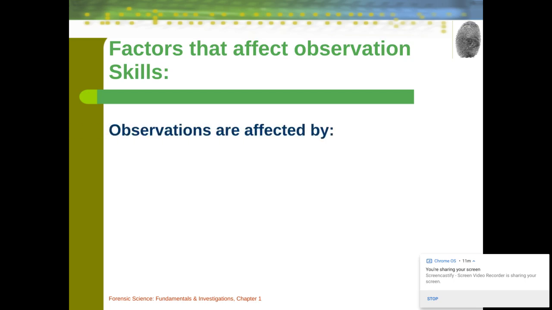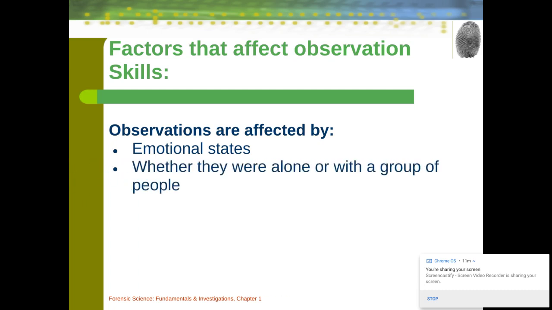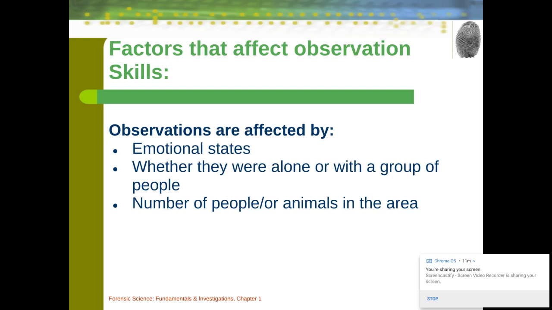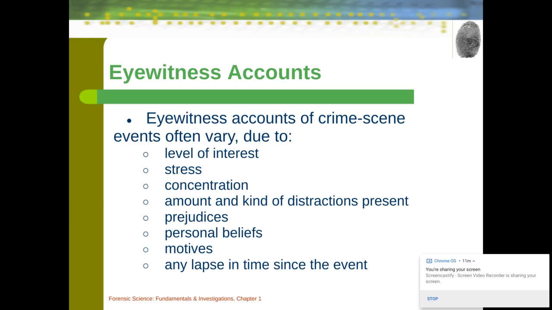So, first of all, things that can affect their observation skills. What's their emotional state? Are they upset? Were they calm when it happened? Were they depressed? All those things. Were they alone or in a group of people? How many people or animals were around? Type of activity was going on around you? How much activity was going on? All of these things can make your reliability come into question.